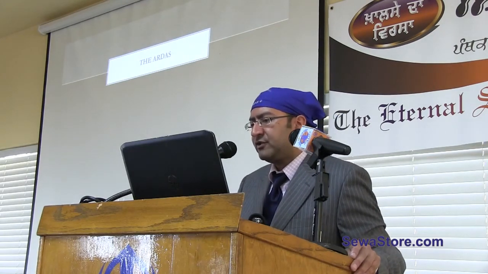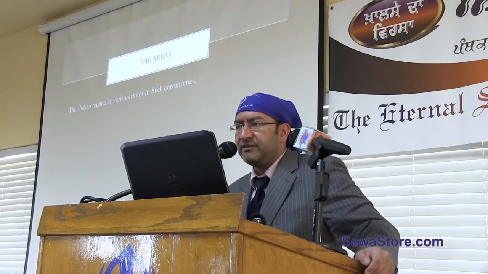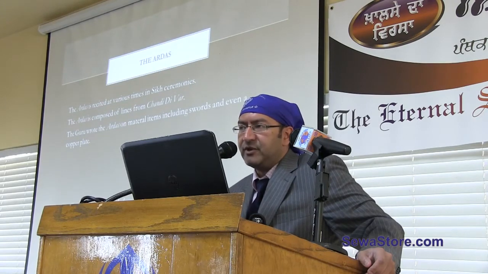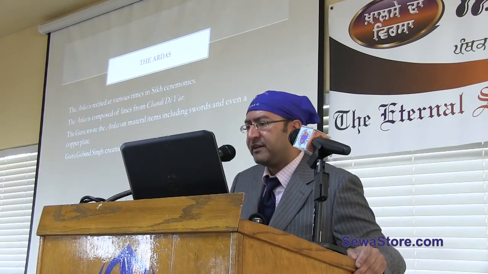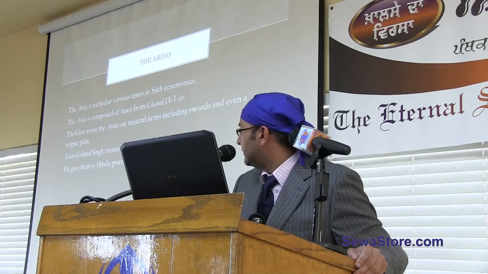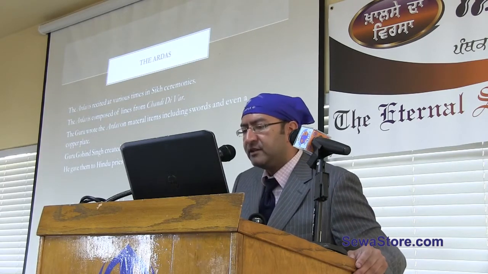We should now also discuss the Ardas. As stated earlier on, the Ardas is recited at various times in Sikh ceremonies. The Ardas is composed of lines from Chandi Di Var. The Guru apparently wrote the Ardas on material items including swords and even a copper plate. Guru Gobind Singh created these copper plates and gave them to Hindu priests at temples. It's pure speculation, but it seems apparent that the Guru gave the responsibility to the Hindu priests to show how Dharma needs to be spread in remote areas. So for us now, a discussion has to be on why Guru Sahib created a copper plate with the Ardas written on it.